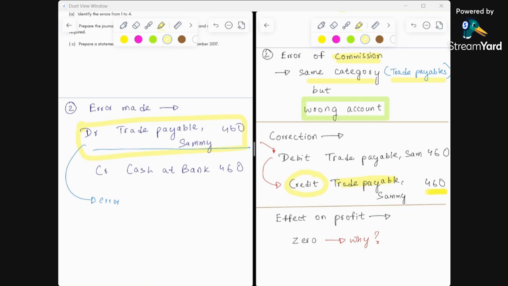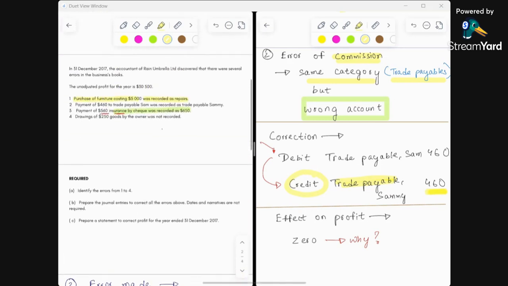Okay. At the same time, we know that we made the payment to Sam, right? So originally, we know we made the payment to Sam. Therefore, now we can reduce the balance that we owe to Sam, therefore decrease the liability that we have with Sam. And when liabilities go down, we debit them. So therefore, we can debit the trade payable account for Sam by 460. Okay? All right. So the correcting entry here is to debit the trade payable account for Sam by 460 and to credit the trade payable account for Sammy by 460.